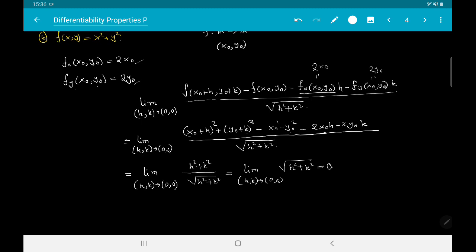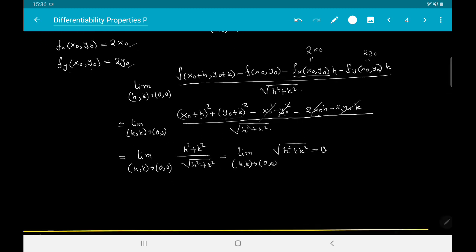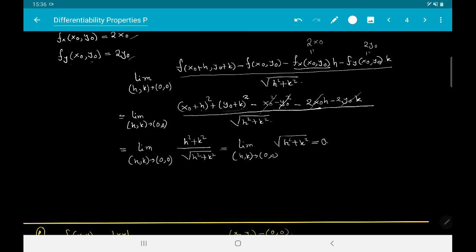Now you will see that here you are going to get x0 square plus h square. So x0 square cancels with this x0 square, and 2x0h cancels with this 2x0h. Similarly, here what we are going to see is that y0 square from this binomial is going to be cancelled with this y0 square, and plus 2y0k is going to be cancelled with this minus 2y0k. So all we are going to be left with is the term h square plus k square.